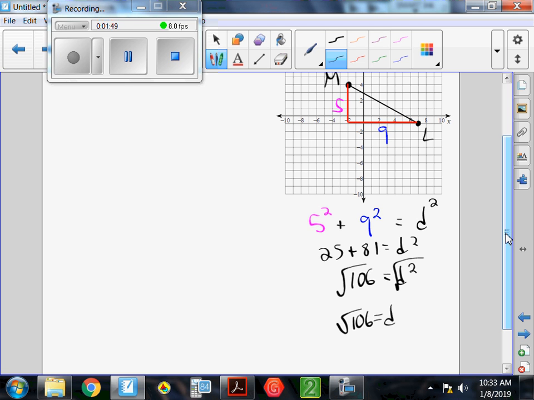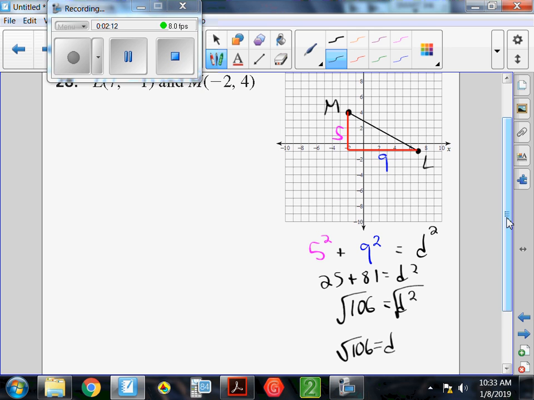If I take 106 and see if I can break it down into something, I know it's divisible by 2, but I get 2 and 53. I believe 53 is a prime number. And so because it breaks down to 2 times 53 and there are no perfect square factors, then the square root of 106 is the final answer. Square root of 106 is a little bit over 10. So 5 squared plus 9 squared equals a little bit more than 10 squared.